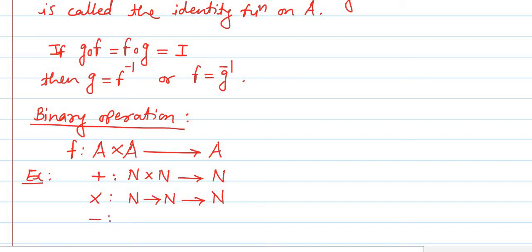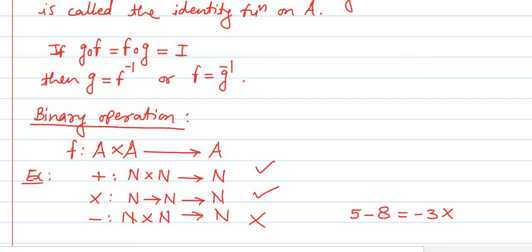However, subtraction is not a binary operation on the set of natural numbers. Why? Because if we take the subtraction of two natural numbers, then it may or may not be a natural number. Therefore, this is not a binary operation on the set of natural numbers. For example, if we consider 5 minus 8, then 5 minus 8 is minus 3, and this is not a natural number.